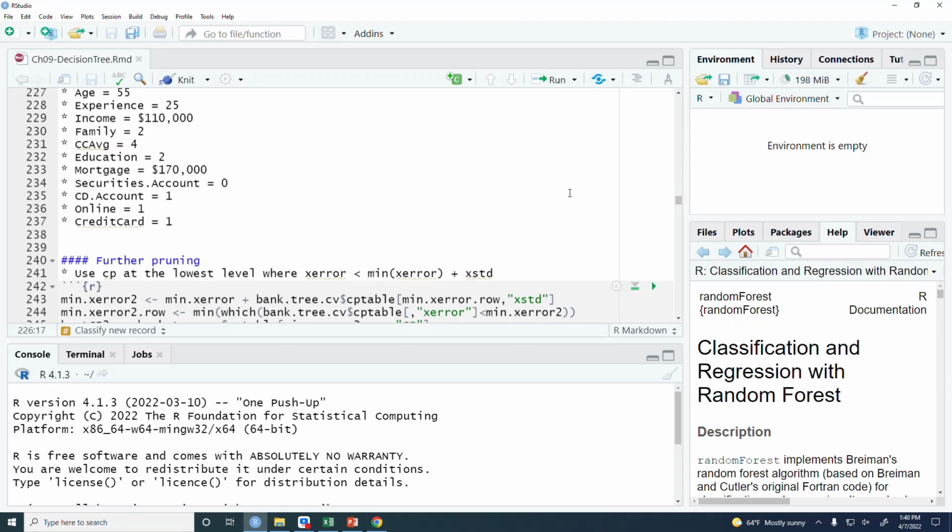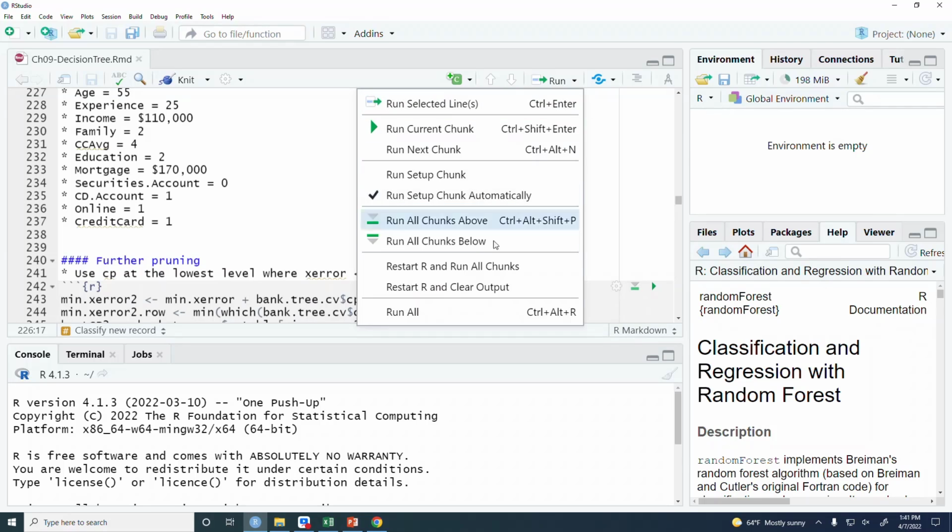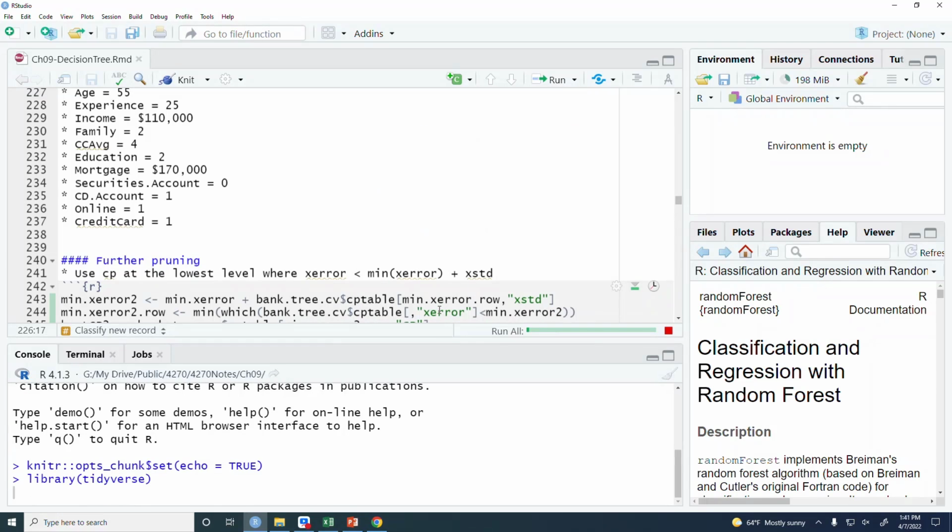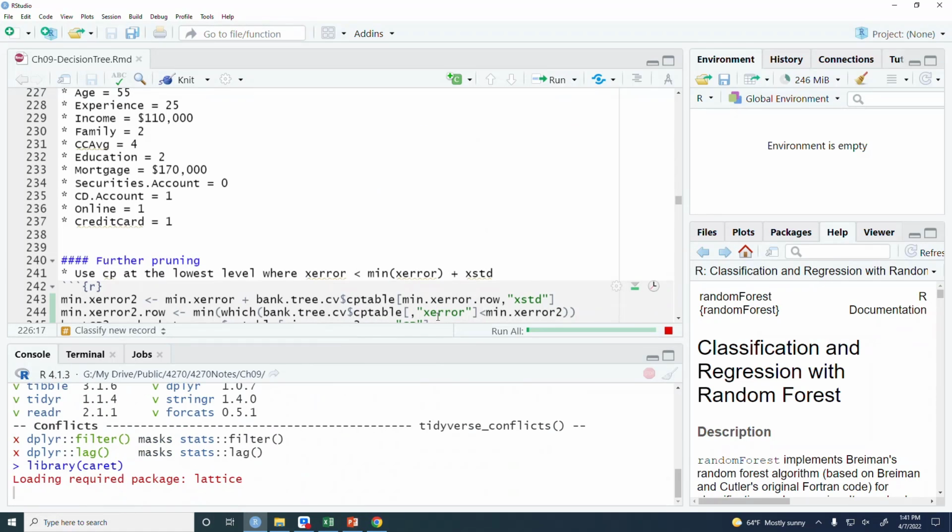Finish up chapter 9. Okay, there are two things that I want to do. We've already set up the data. I want to run the regression tree. But before that, there is one last thing I want to go back to. So I'm going to first of all go ahead and run all.